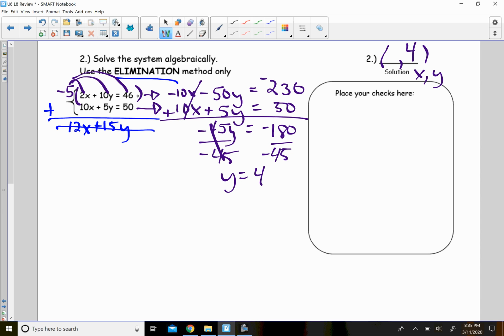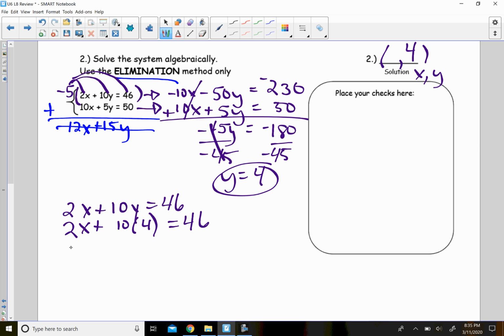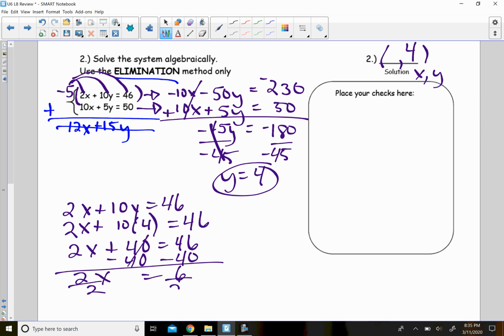Now I'm going to go back, pick one of the original equations. I'll just go with the top one: 2 times x plus 10 times y equals 46. So y is no longer a mystery. Y is worth 4. So 2 times x plus 10 times 4 is 46. So 2x plus 40 is 46. If I take away the 40, 2x equals 6, so x is worth 3. So if we did everything correctly, they would intersect at 3 comma 4.